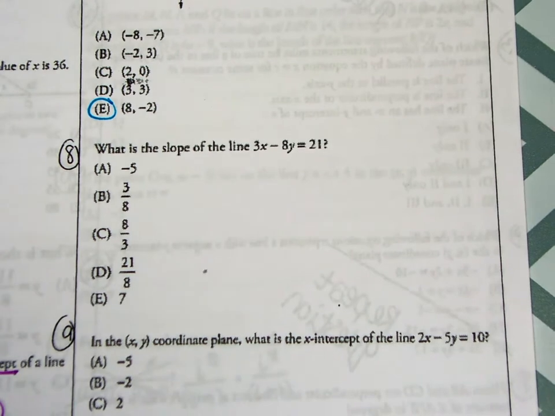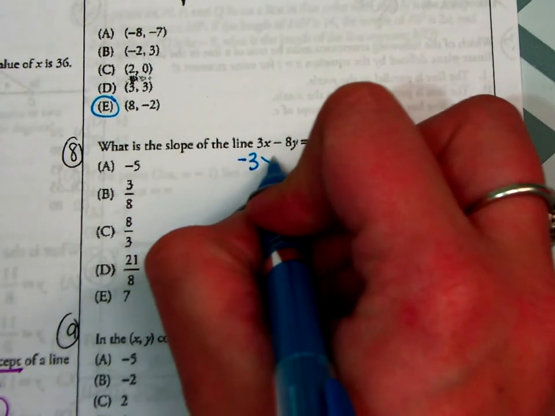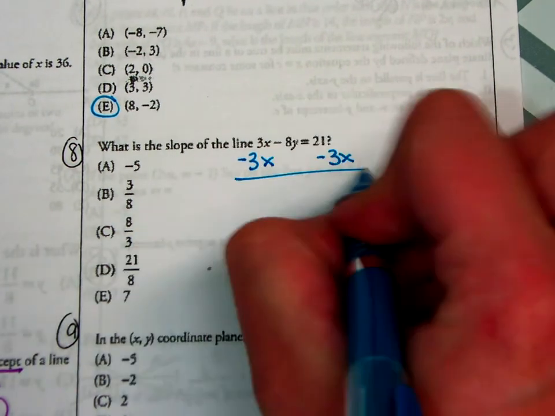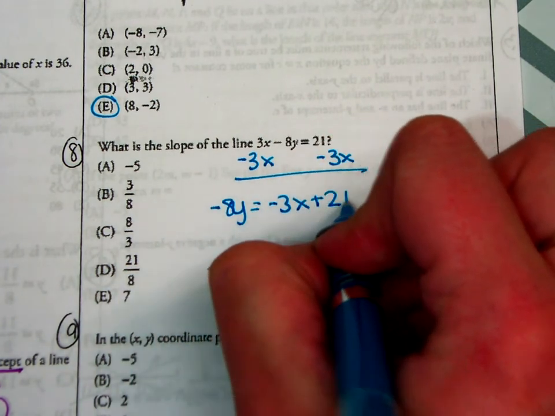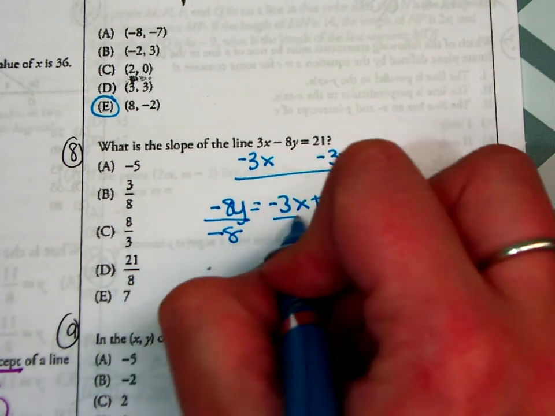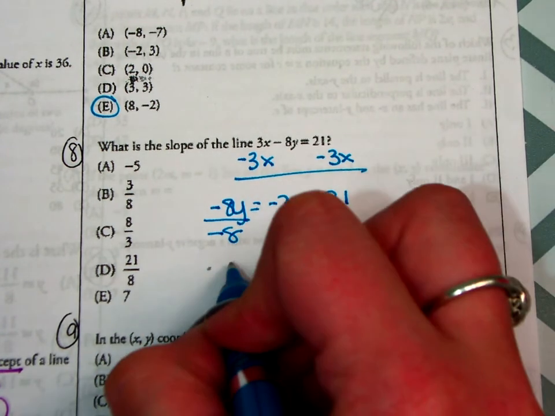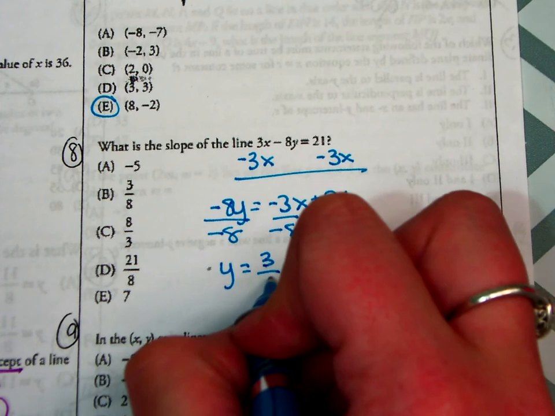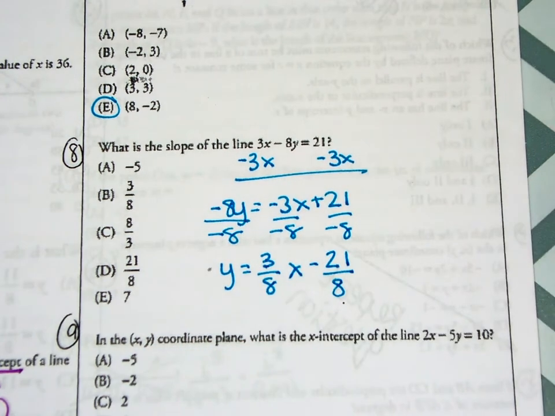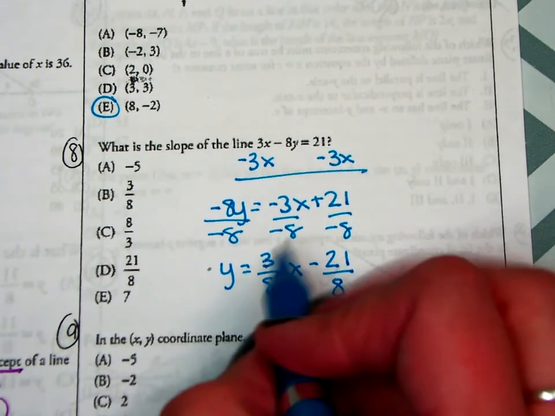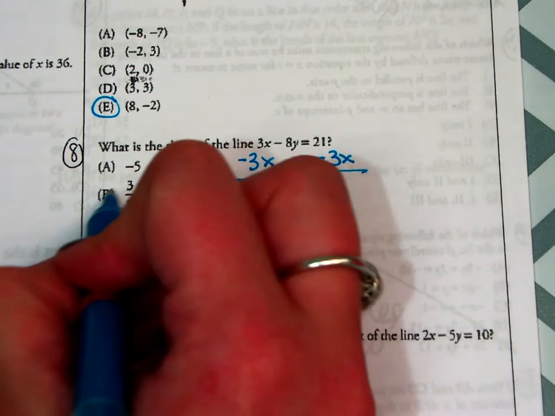Number 8, what is the slope of this line? All you're going to do is solve for y. Subtract 3x, -8y equals -3x plus 21. Divide by -8, and -8. Y equals 3/8x minus 21 over 8. Yes, that could probably be simplified, but we're not going to worry. So in this problem, we want the slope. The slope is the number in front of x, which is 3/8.